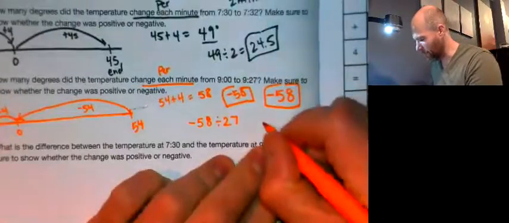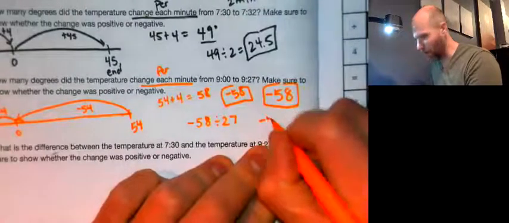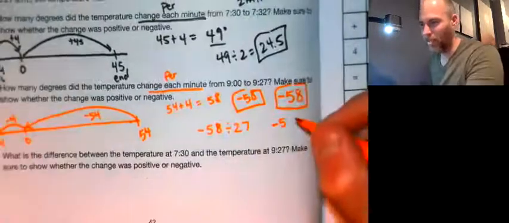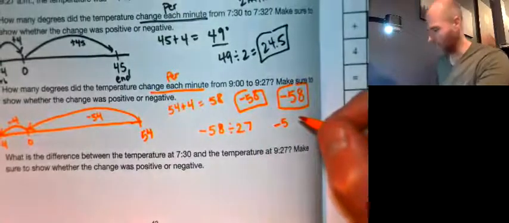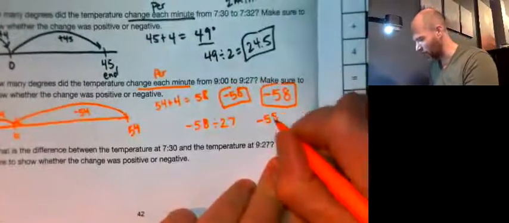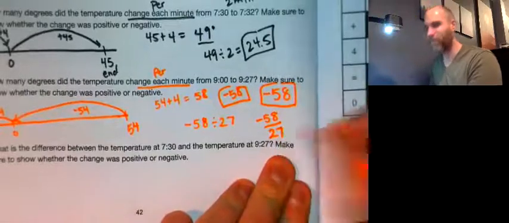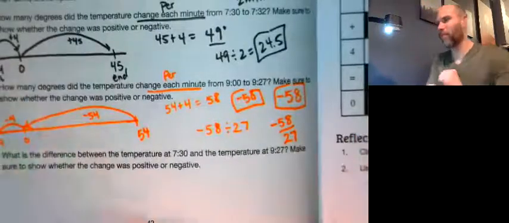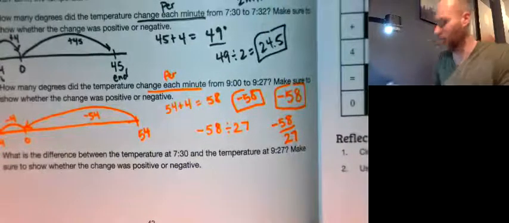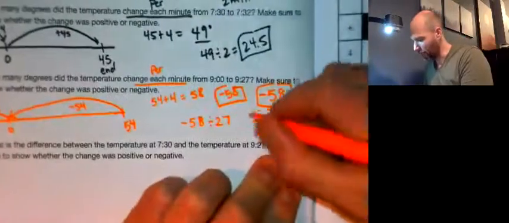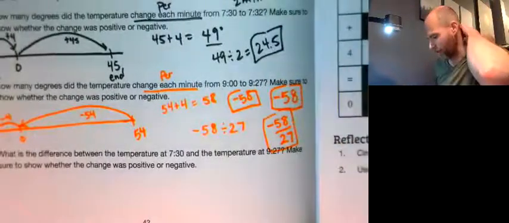I would just enter it as the fraction negative 58 over 27. I wouldn't worry about that. What was that? 2.14 something. Yeah, I don't know. Let's just call it negative 58 27ths. And so the negative sign there is indicating that the change was downward, right? The temperature was decreasing during that time.